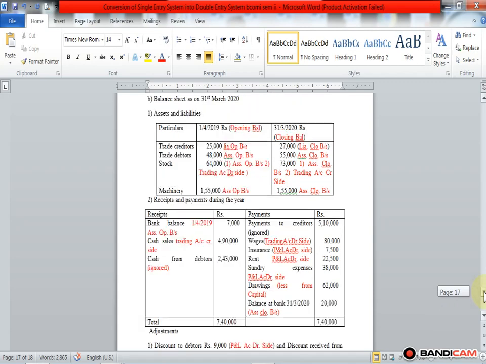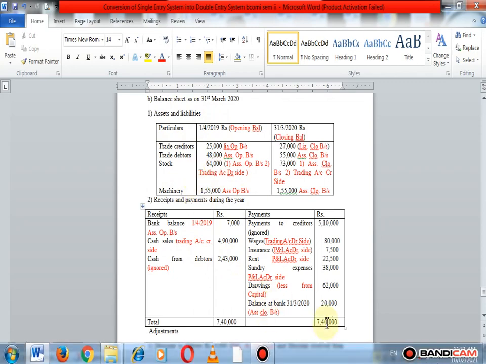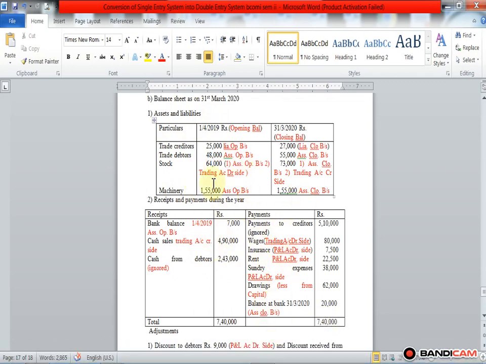Here in our problem, the capital is missing. We read the problem carefully, but capital is not given, so we have to prepare a working note to find out the opening capital of Mr. Raj. Only one working note is needed. It is very easy. We prepare an opening statement of affairs, and the difference on the liability side is called the opening capital of Mr. Raj, and that opening capital is posted to the closing balance sheet liability side. Okay, got it? Yes sir, got it.